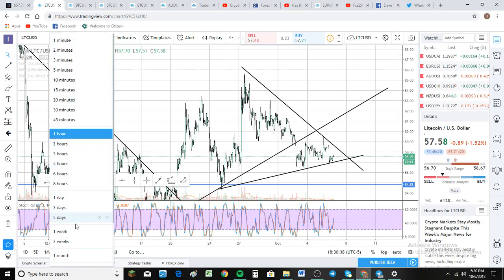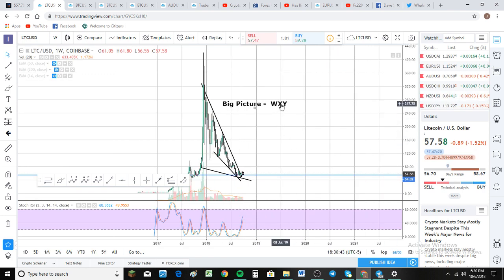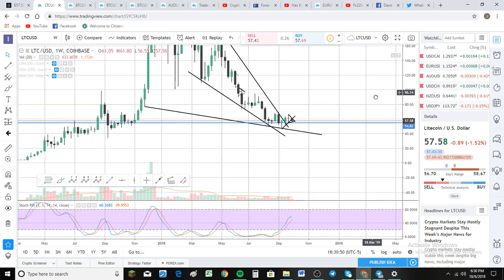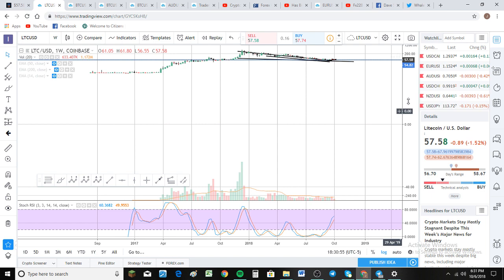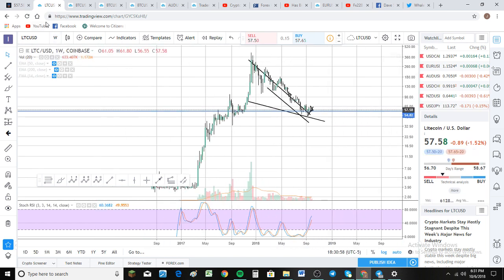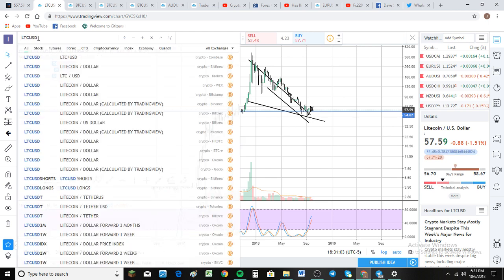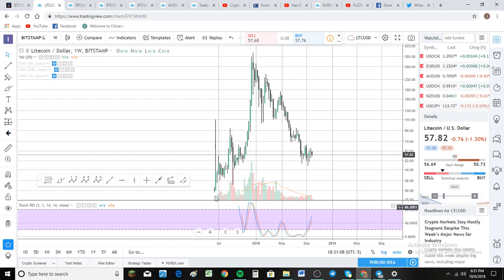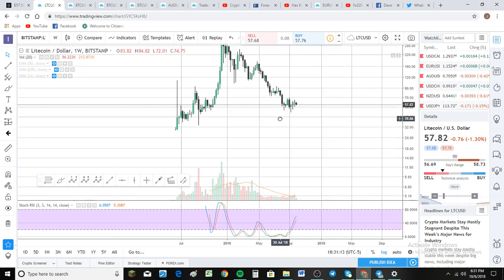Litecoin looks a lot different if we just zoom out on the weekly big picture. Let me get rid of that, it's kind of old. Zoom out here. Litecoin is a little bit of a different baby. Let me go to the log scale here. Let's see what Bitstamp does, LTC USD on Bitstamp. Back in 2017 is when Litecoin first has its data here.